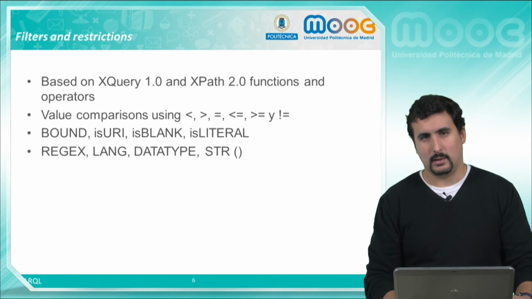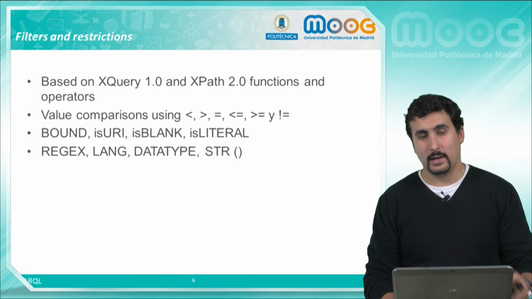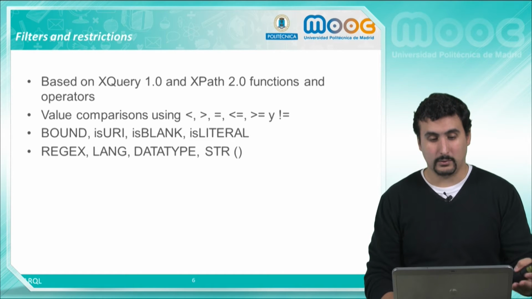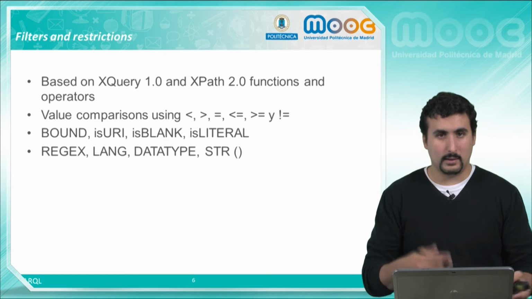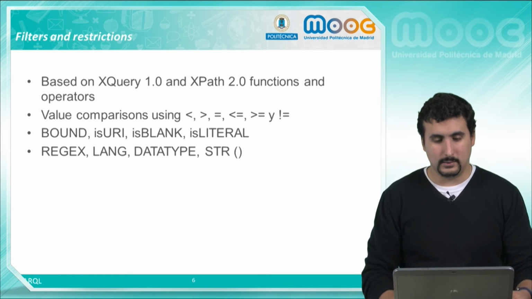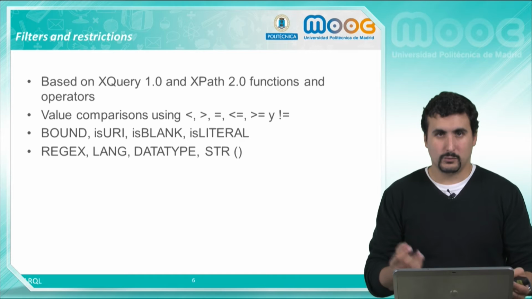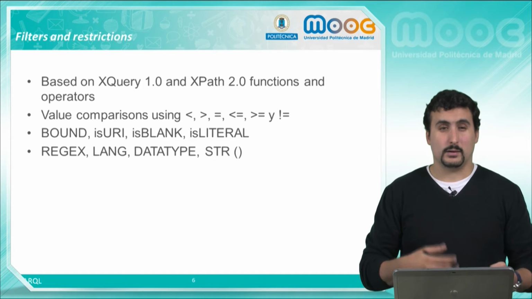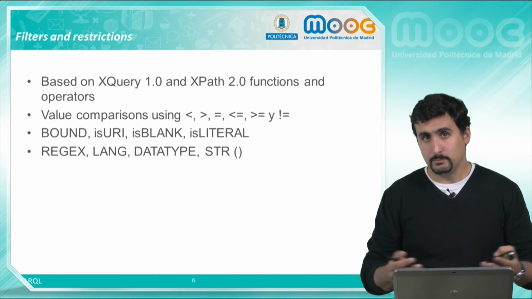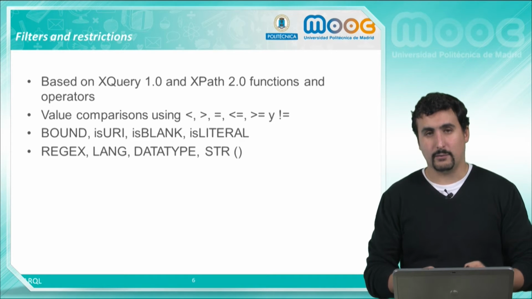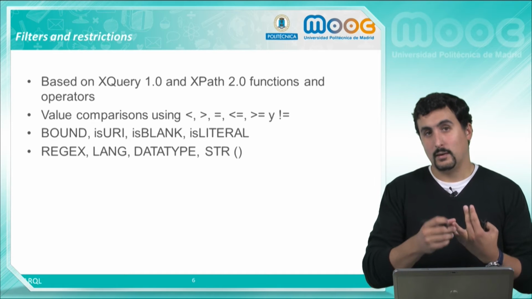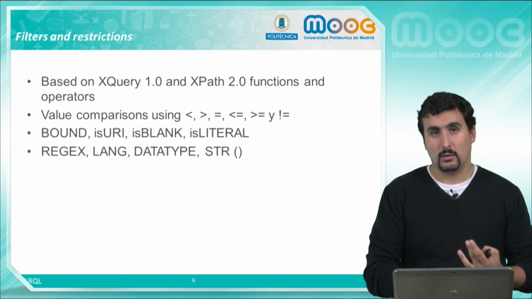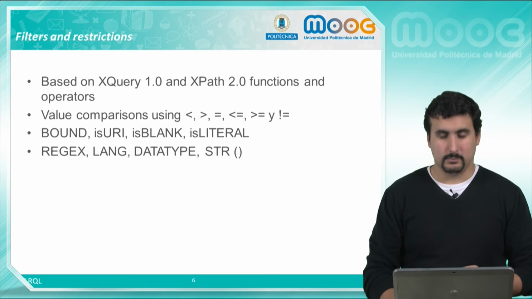All these expressions, all these filters can be implemented using XQuery and XPath functions and operators. We have operators for comparing values, such as greater than, less than, equal, different, etc. We have functions to determine whether a result is a URI or a blank node or a literal. And as we saw in the examples, we have regular expressions. We can filter based on the language. We can filter based on the data type or on the content of the string.